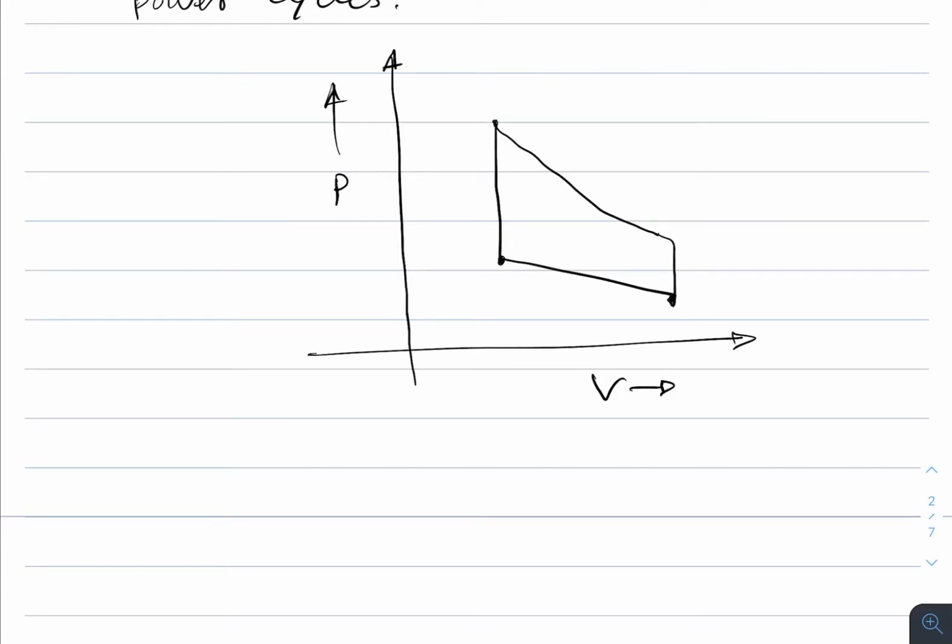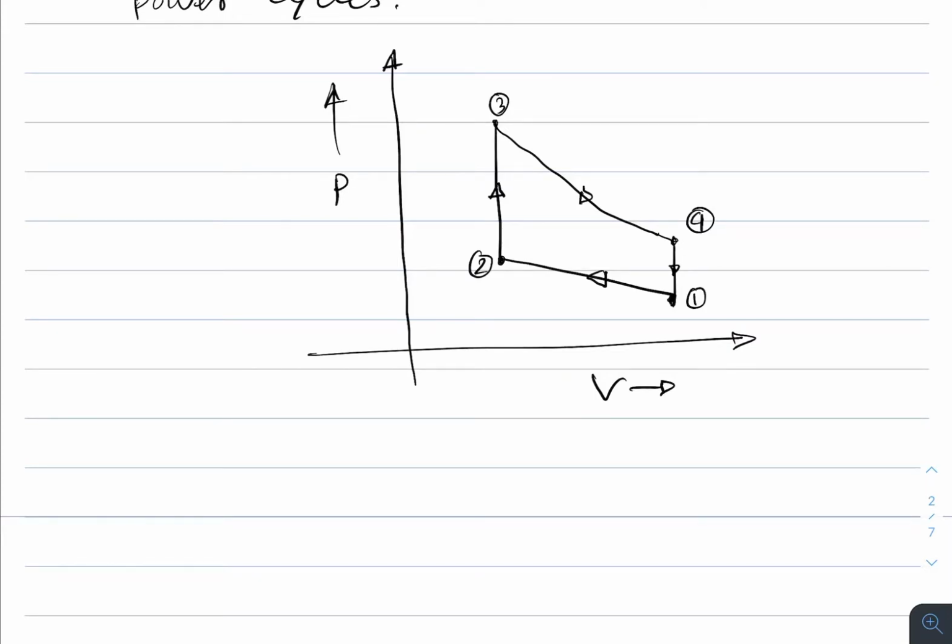Imagine that you have a starting point right here. This is 1, this is 2, and this is 3, and this is 4, meaning that it's going from 1 to 2, then from 2 to 3, 3 to 4, and it's again coming back 4 to 1. This is the ideal case, right? If there is no loss or no irreversibilities, then this is the ideal case.